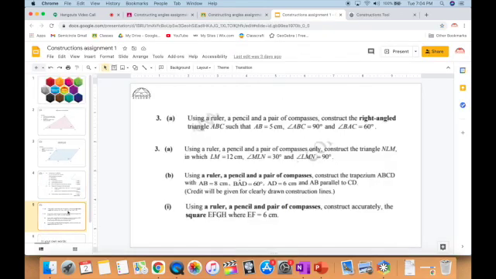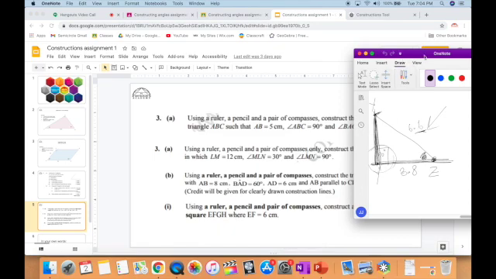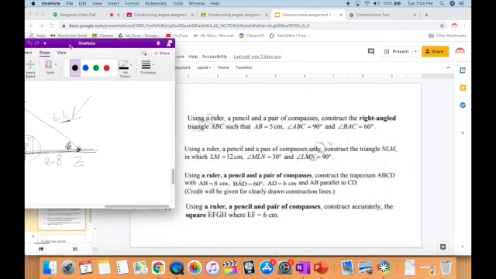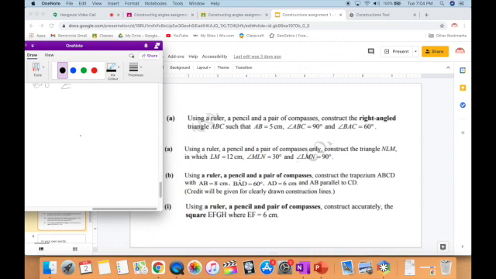So let's look at some of these here. Using a ruler, a pencil, and a pair of compasses, construct a right angle triangle such that, and so on. Remember what I said, draw your sketch first. So using a ruler, construct a right angle triangle ABC such that AB is 5 centimeters, the angle at B is 90 degrees, and the angle at A is 60 degrees.